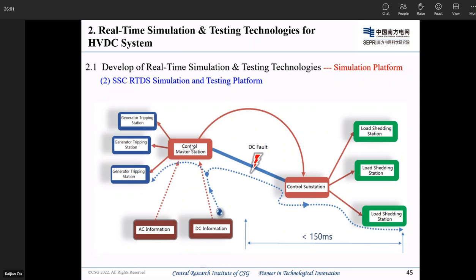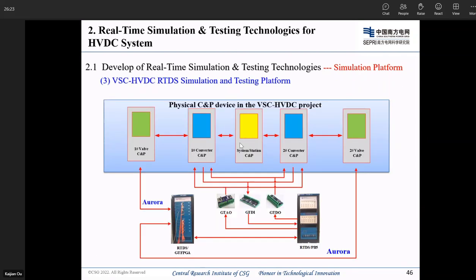Then, using this, we can study the behavior of SSC, that's safety and stability control. How is the behavior of the SSC when a fault happens in the AC and DC power system? So it's very useful. And another platform is the VSC HVDC RTDS simulation and testing platform.